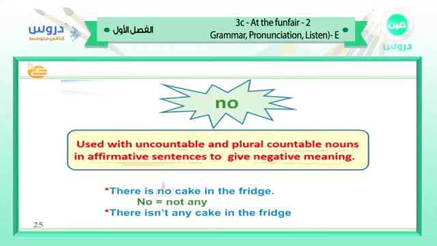So it's an affirmative sentence, giving a negative meaning, and cake is an uncountable noun. There is no cake in the fridge. So no is equal to not any. Like this example: there isn't any cake in the fridge. There isn't is the negative sentence. Don't forget that. So the summary is: there is no cake in the fridge, an affirmative sentence giving negative meaning, equals not any: there isn't any cake in the fridge. Okay, got it?